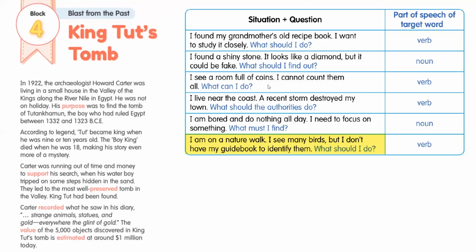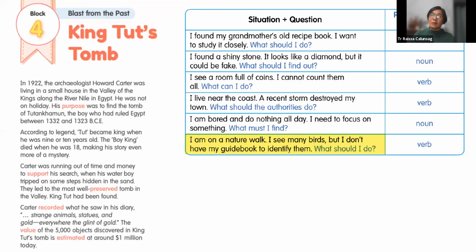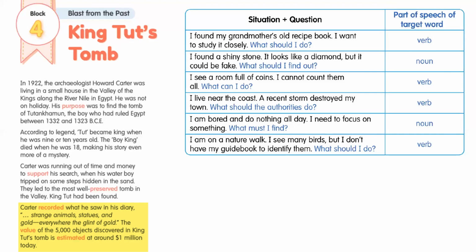Because recording can mean writing down something that you have experienced. Very good. So it's writing something down. And in the text, if you look at the book, Joaquin, can you read the sentence that has the word recorded in it? Can you read it for teacher? Carter recorded what he saw in his diary.